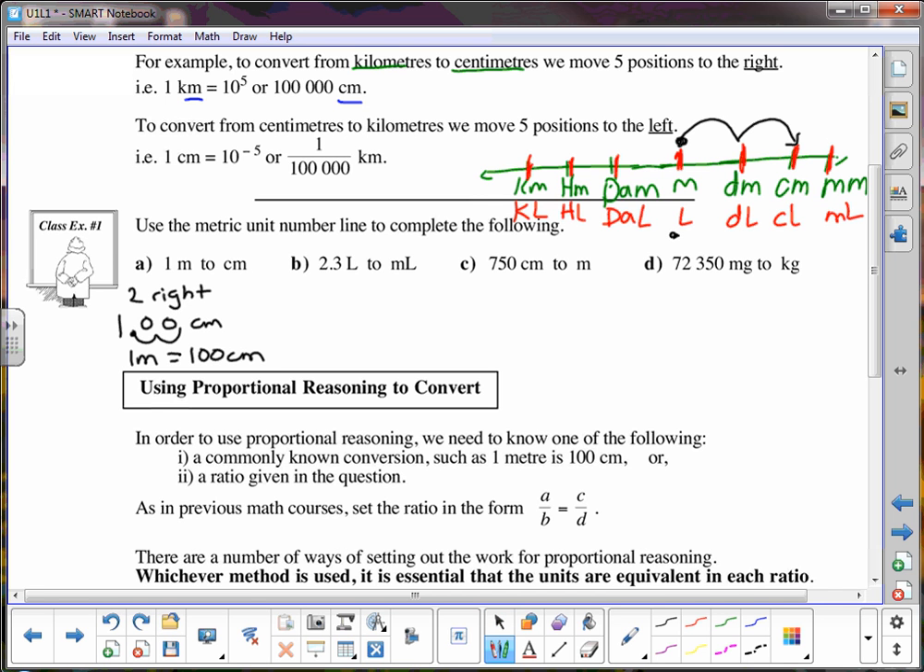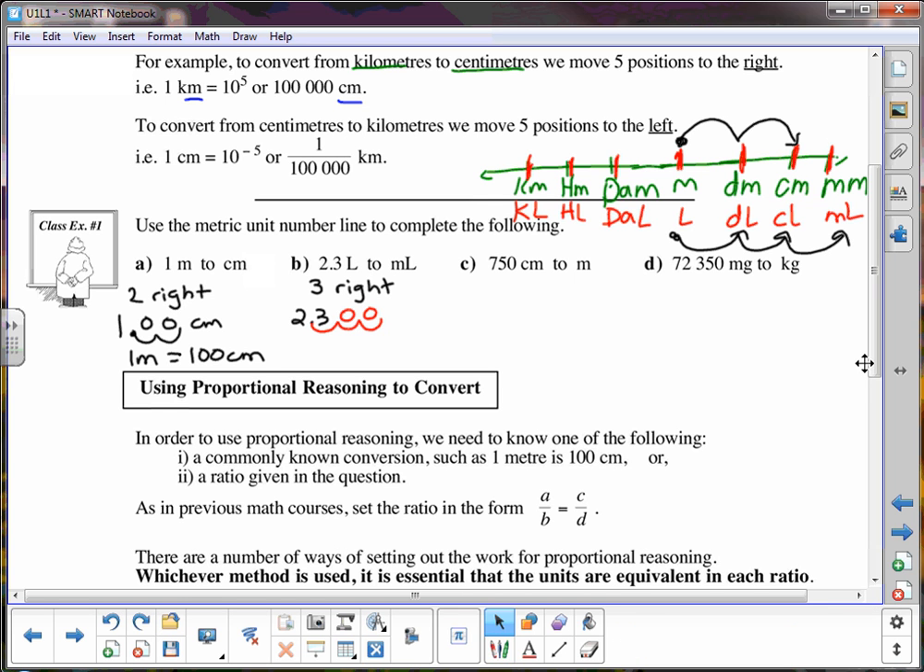So liters to milliliters: 1, 2, 3 to the right. We're just going to move our decimal place 3 to the right. Here it is, 2.3, 1, 2, 3, and add in our zeros. So that means that 2.3 liters is equal to 2,300 milliliters.